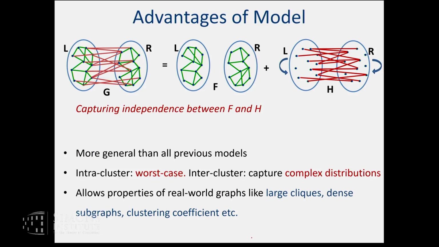More concretely, these intercluster edges could capture complex distributions, so they could come from preferential attachment models or your favorite average case model that doesn't really rely on the identities of labels of vertices. It's some kind of symmetry property. So you can have large cliques or dense subgraphs and so on between clusters as well.